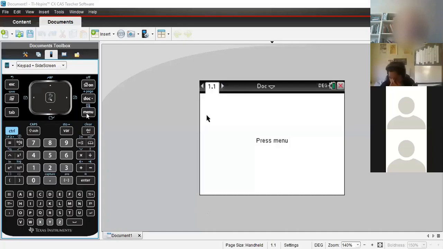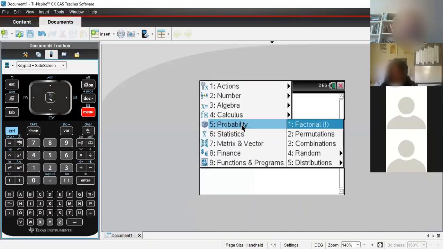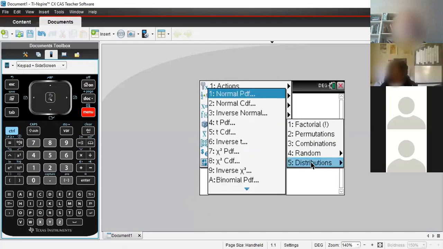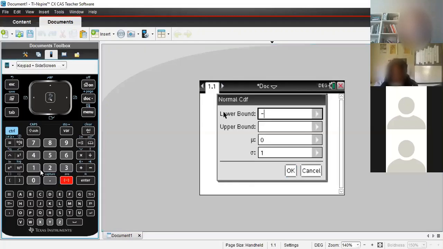So we're going to go to menu, and remember what I said, we're going to go to the normal CDF. So I've got to get into my calculator page, menu, distributions. Okay, normal CDF is number 2. Lower bound. I forgot the lower bound number. It was -1, put in the -1.